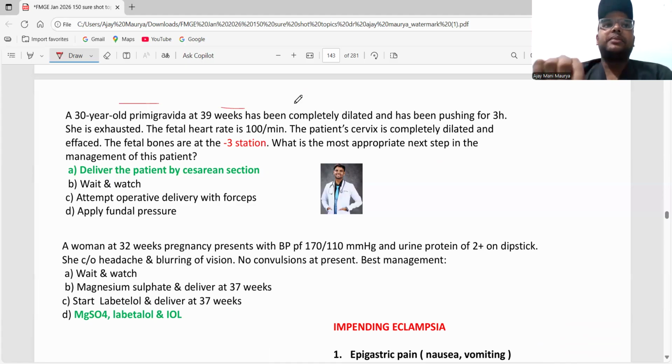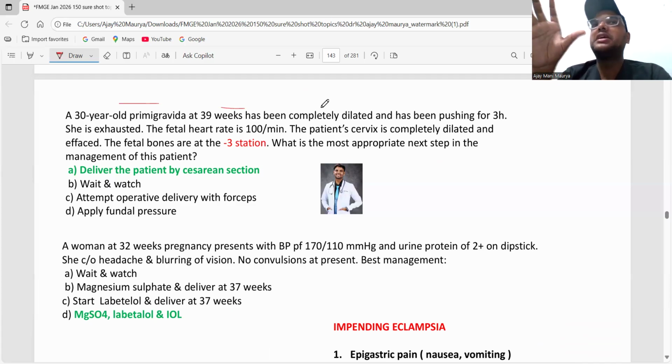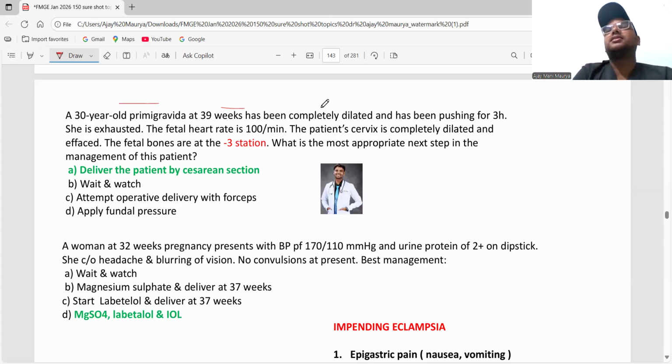Primigravida, completely dilated, pushing for 3 hours, but still the fetal bones are at the -3 station. You should have reached +1. They have been pushing for 3 hours and are still at -3 only. It means you have to directly do the cesarean section.